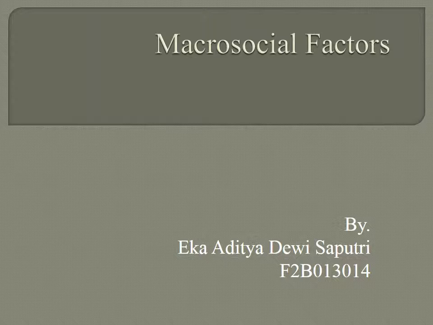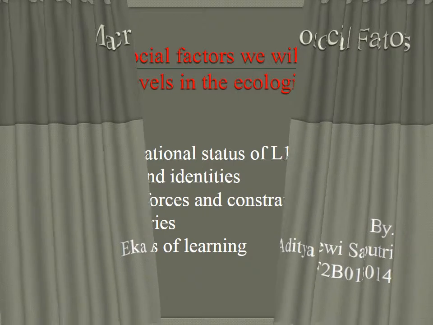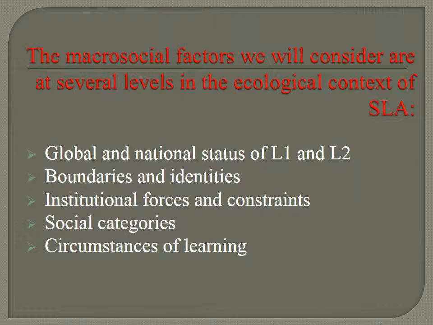I will discuss macrosocial factors. The macrosocial factors we will consider are at several levels in the ecological context of second language acquisition. They consist of: 1. Global and national status of first language and second language. 2. Boundaries and identities. 3. Institutional forces and constraints. 4. Social categories. 5. Circumstances of learning.